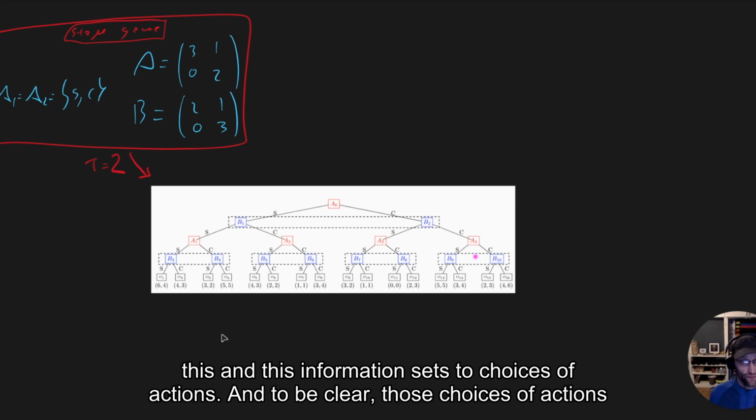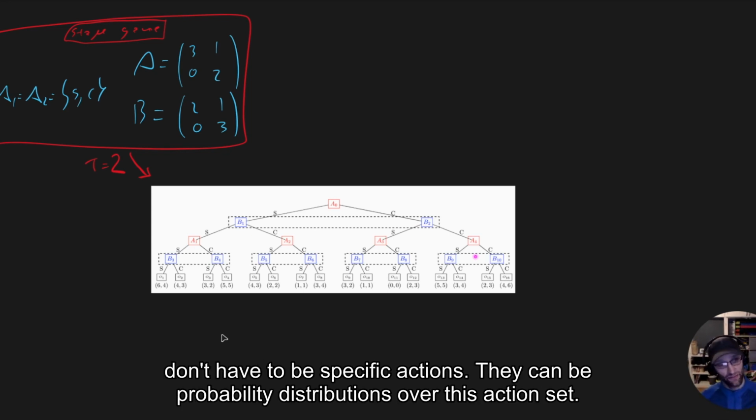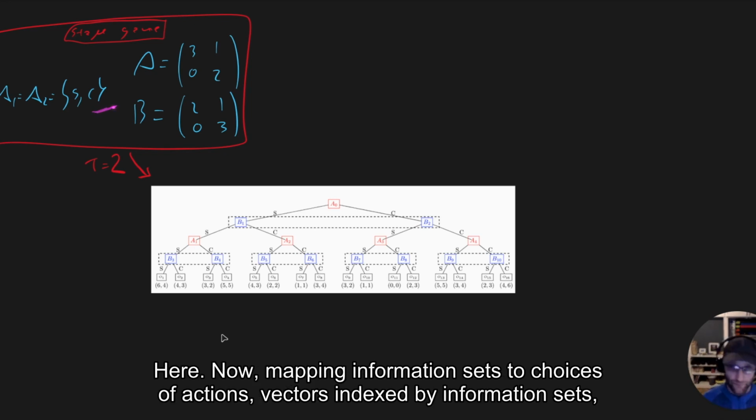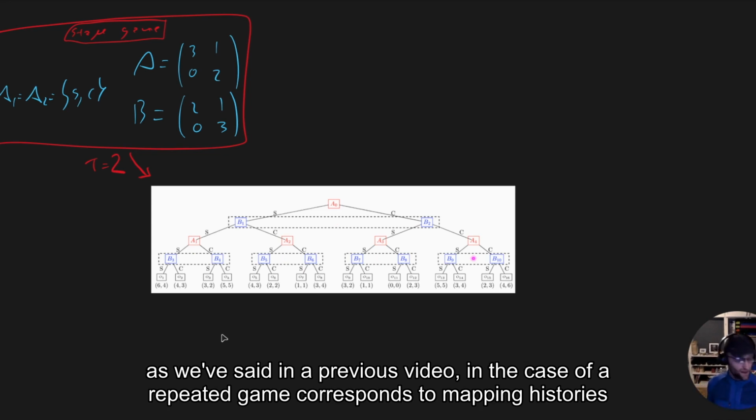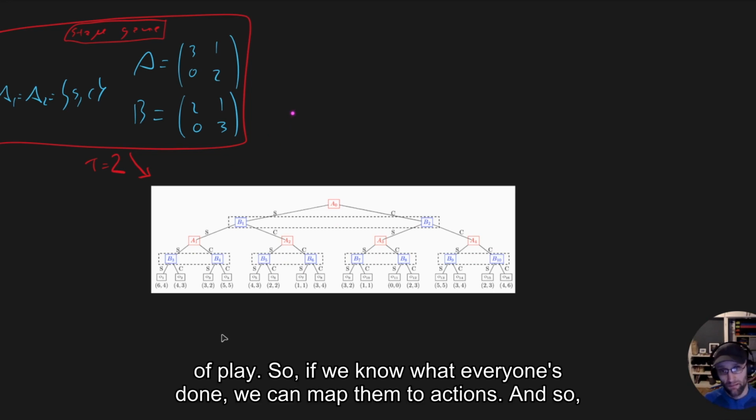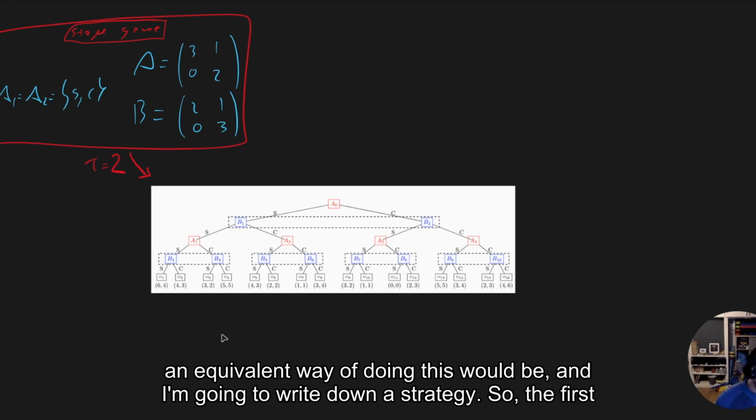And to be clear, those choices of actions don't have to be specific actions. They can be probability distributions over this action set here. Now, mapping information sets to choices of actions, vectors indexed by information sets, as we've said in a previous video, in the case of a repeated game, corresponds to mapping histories of play. So if we know what everyone's done, we can map them to actions. And so an equivalent way of doing this would be, and I'm going to write down a strategy.